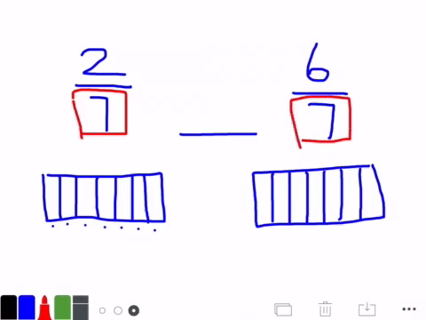But looking at the numerators, and maybe you're able to start making predictions here, on my left fraction, I only have 2/7 filled in. So here's 1/7, and here's 2/7 filled in. Over on the right side, I have 6/7 filled in. So here's 1/7, 2/7, 3/7, 4/7, 5/7, and 6/7.